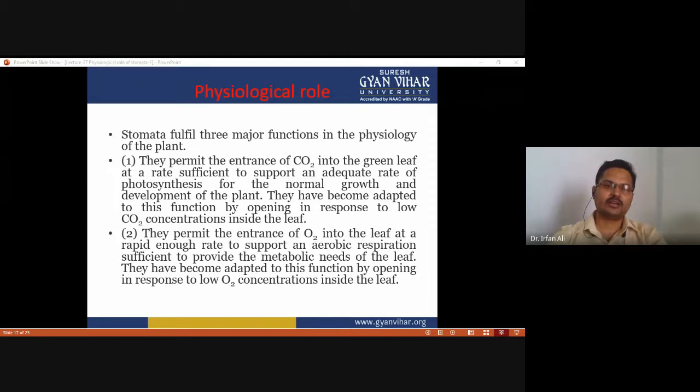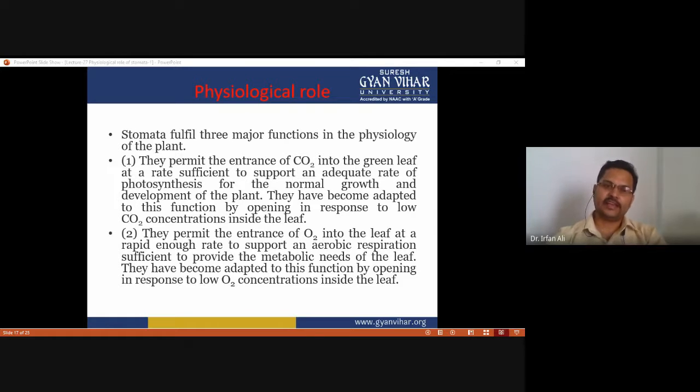They have become adapted to this function by opening in response to low CO2 concentration inside the leaf. So when the CO2 concentration inside the leaf decreases, stomata open and CO2 comes in, so that an adequate supply of CO2 is maintained for the photosynthesis process.